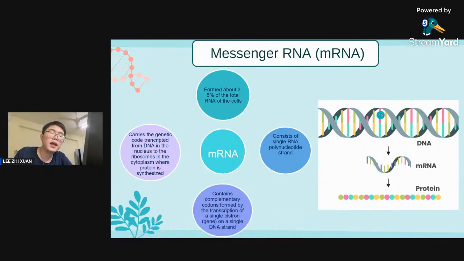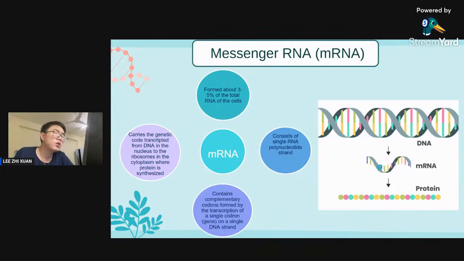So if the DNA here is A, then the mRNA here will be U, not T, because RNA does not have thymine, it will be U. And if the DNA here is C, then this one will be G. So it is complementary to the DNA.